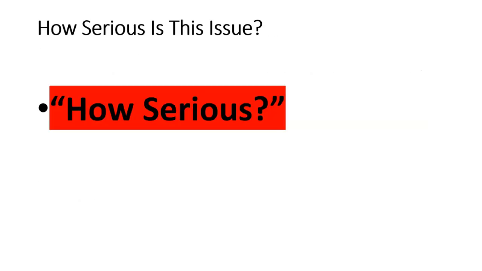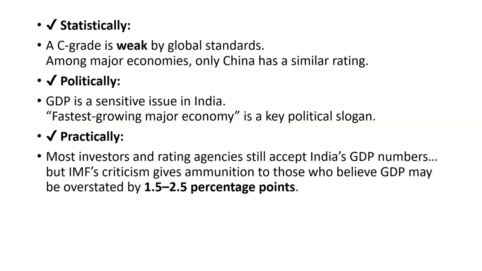So, how serious is this issue? Statistically, a C grade is weak by global standards. Among major economies, only China has a similar rating. Politically, GDP is a sensitive issue in India. Fastest growing major economy is a key political slogan. Practically, most investors and rating agencies still accept India's GDP numbers, but IMF's criticism gives ammunition to those who believe GDP may be overstated by 1.5 to 2.5 percentage points.